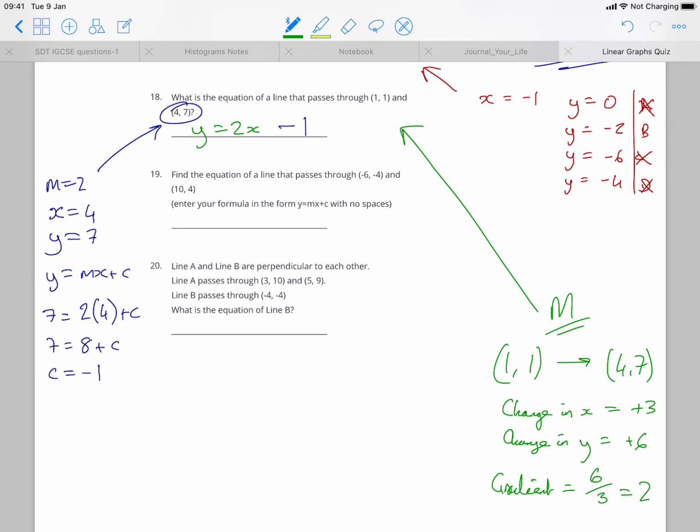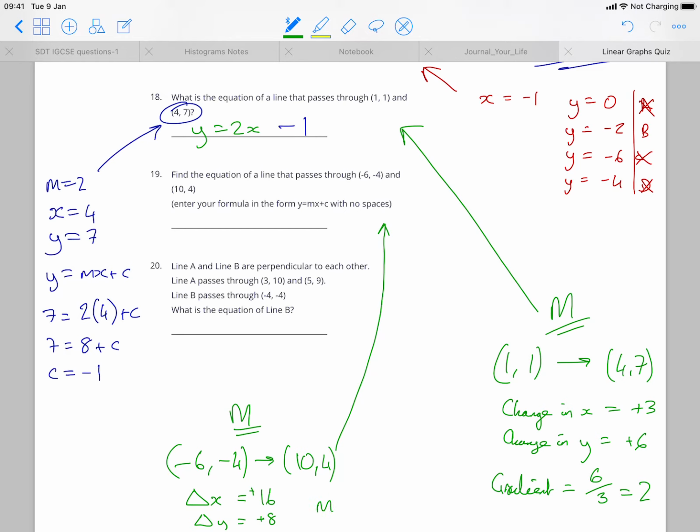So we're going to repeat the same process for the next one. I'm going to do this one here. Again, I want to find the gradient first. Always start with the gradient. We go from (-6, -4) to (10, 4). You can write change in x as delta x. So change in x goes up by 16 from -6 to 10. The -4 to 4 is going up by 8. So the gradient is going to be 16 over 8, which is 2. So we know again it's going to be y equals 2x. That's nice.